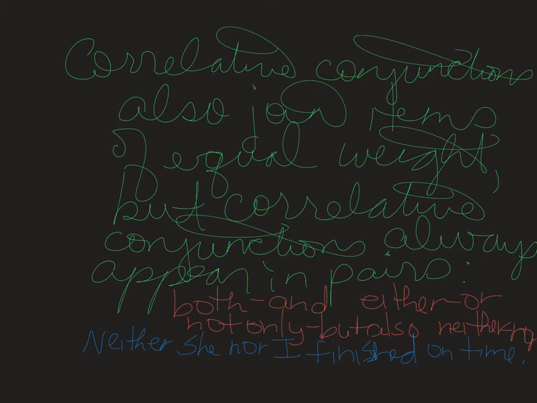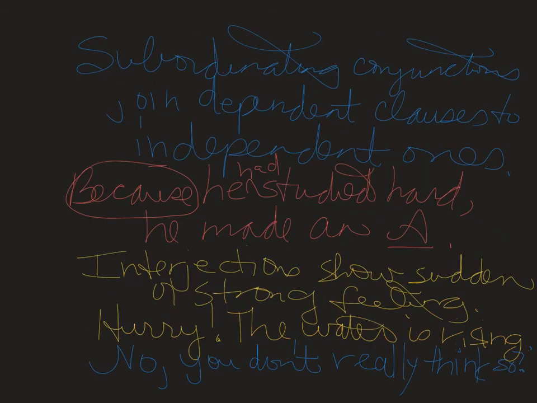Last slide, please. Subordinating conjunctions join dependent clauses to independent ones. Because he had studied hard, he made an A. Because is our subordinating conjunction there. There are several others on page 21 in your files.